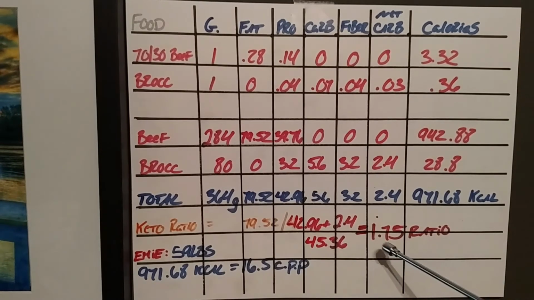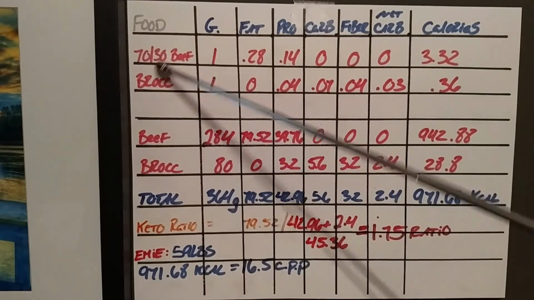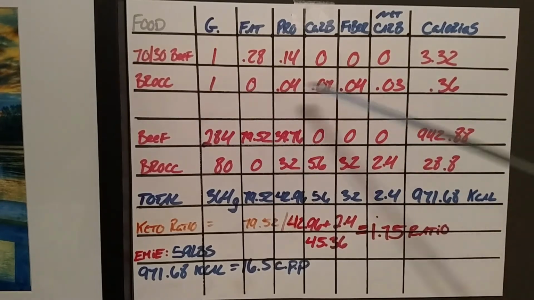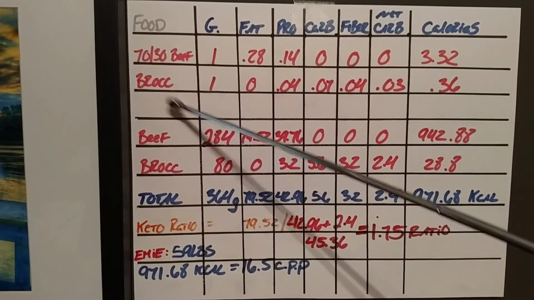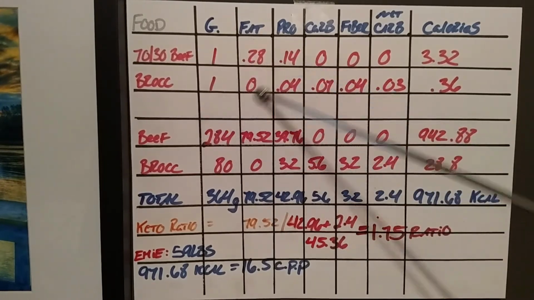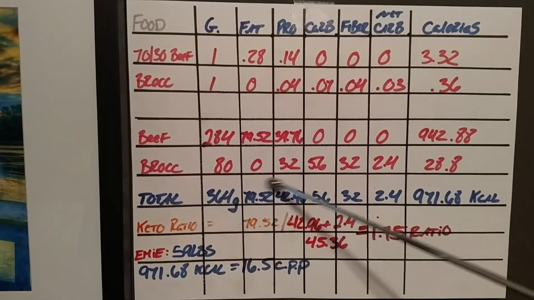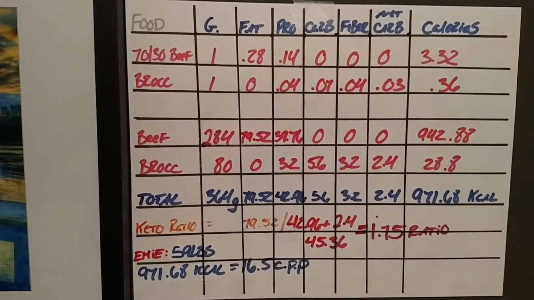Now if you need a ratio that's more than 1.75, then you're going to have to add in a fat source. So you would simply fill in this line for coconut oil or avocado oil or whatever fat source you're going to use. Go ahead and break down the macronutrients to figure it out, and then just do another line down here and figure it all out through the math.